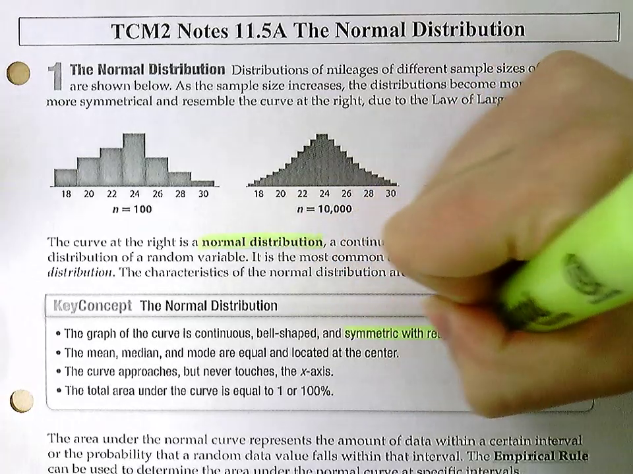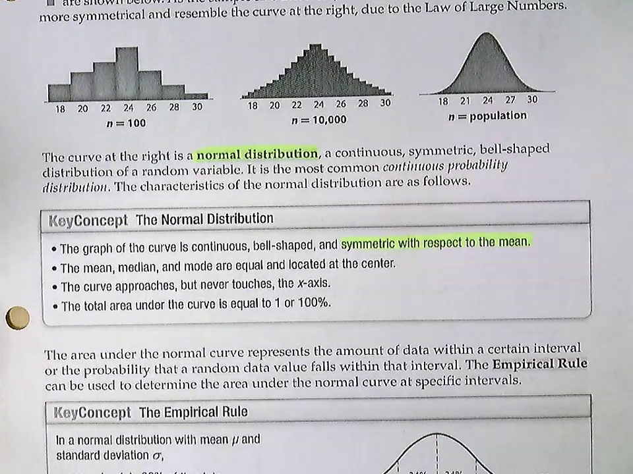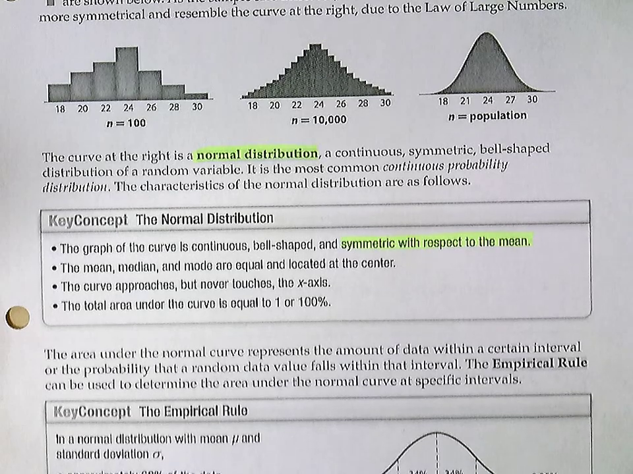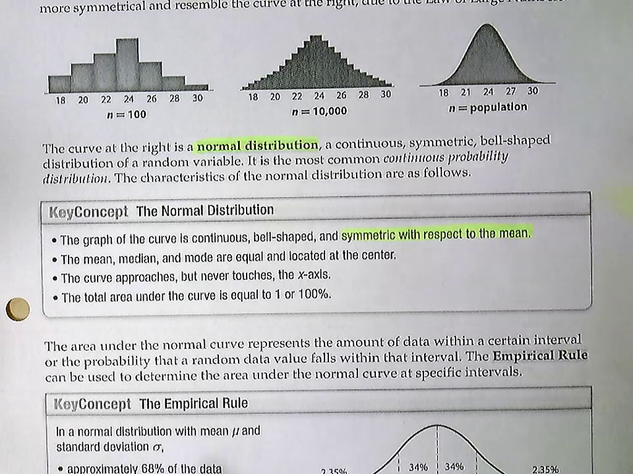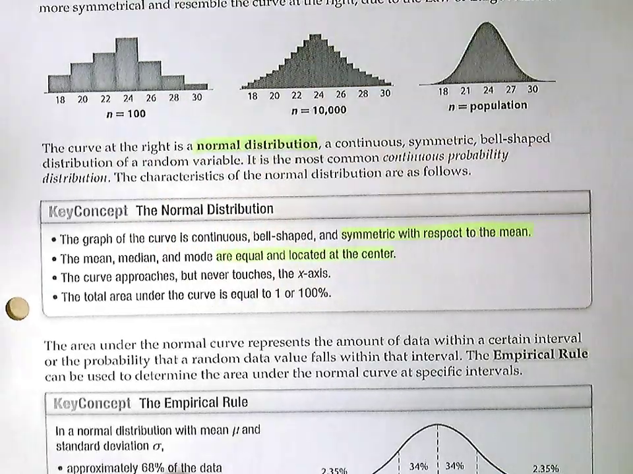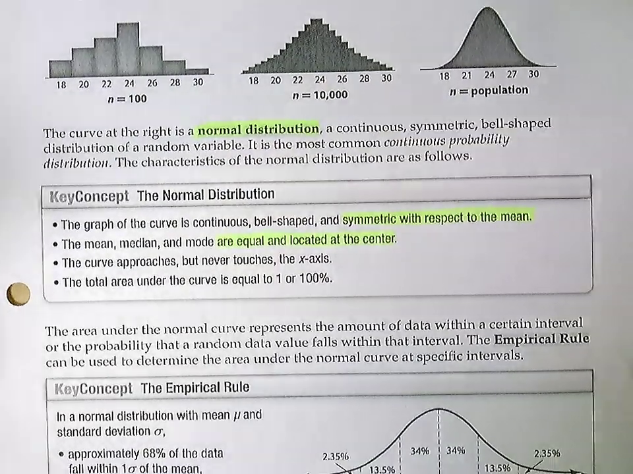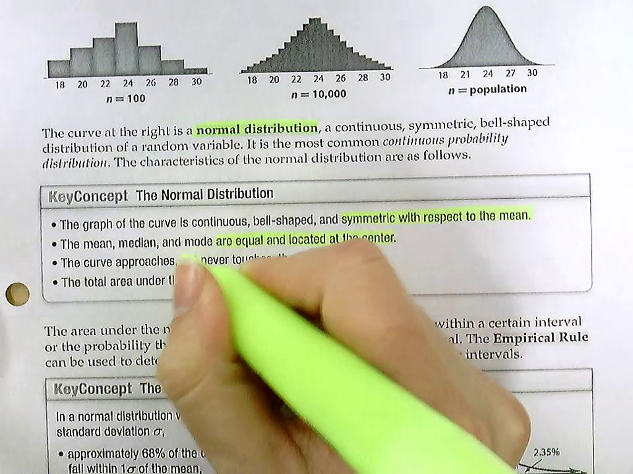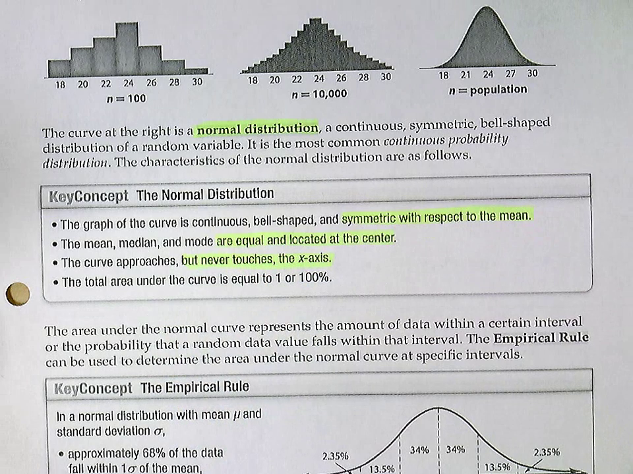So it has to be symmetric with respect to the mean. So your mean is in the center. The mean, median, and mode are equal and located at the center. So these are equal and in the center of that graph. The curve approaches but never touches the x-axis. It never touches the x-axis. It approaches it, so it is continuous.